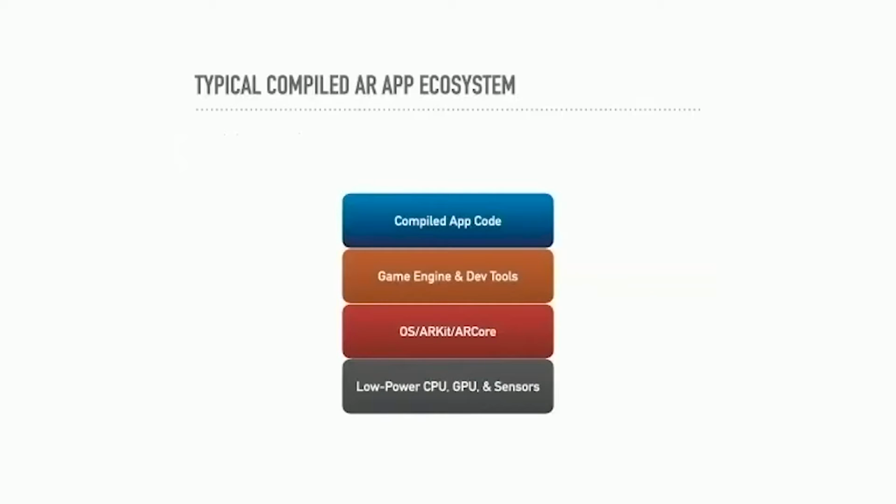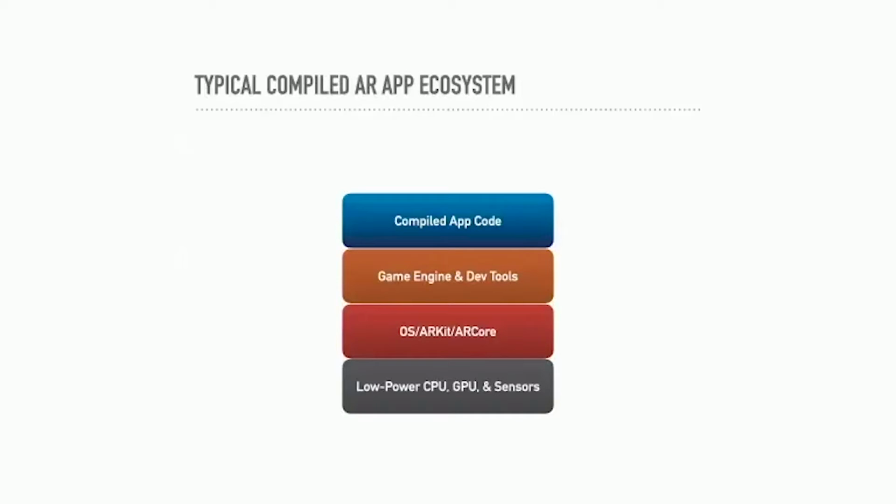This is a diagram of the typical compiled AR ecosystem today. What we've got is the hardware: a low power CPU. I say low power because most augmented reality experiences run on portable devices, and portable devices are always concerned about being conservative with power consumption. Some kind of GPU and then an array of sensors like the camera or the microphone, or in some cases a LiDAR sensor. You've got the operating system, which can possibly include frameworks that help you with AR capabilities like ARKit and ARCore.